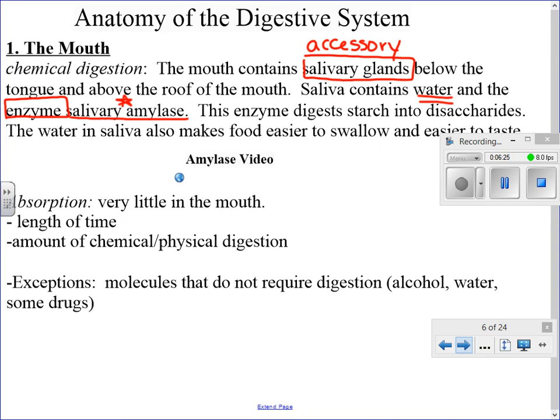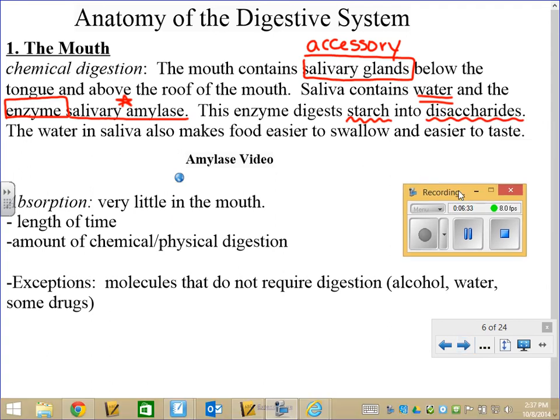And the specific thing that it is digesting is a starch, and it's making a disaccharide out of it. I showed you a little video clip that illustrated that. I'm going to play another little video clip that's specifically about amylase in just a minute.